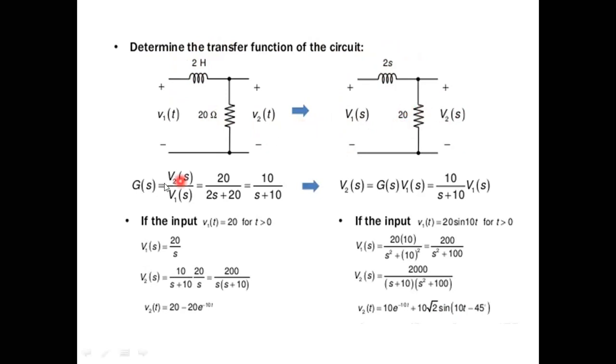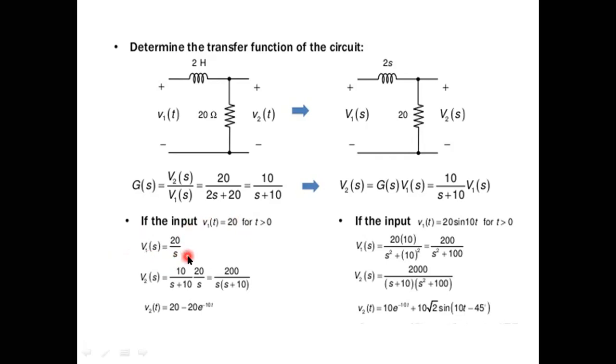Now this system is subjected to two types of input. If the input is v1(t) equal to 20 for t greater than 0, it means v1(t) is a 20 volt DC supply, a step signal having an amplitude of 20 volts. I told you that all time domain variables have to be converted into the Laplace domain, so V1(s) would be 20 by s.